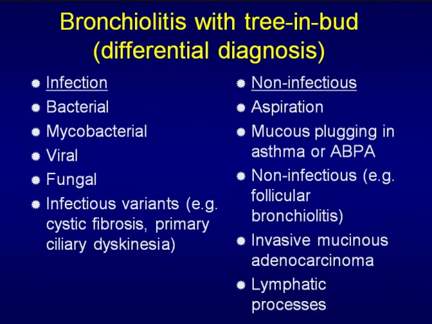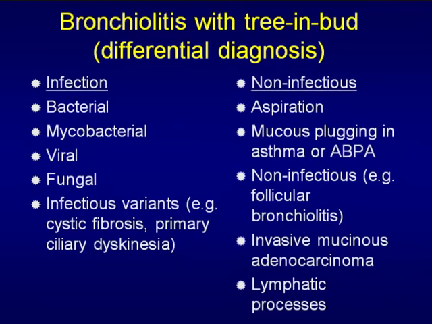Or things like the one big non-infectious cause of tree and bud that we have seen is follicular bronchiolitis, and what leads us to the diagnosis is going to be the history of connective tissue disease or immune suppression, and often it's very, very symmetric, and the nodules are all very small, which would be a little bit unusual for garden variety bacterial pneumonia to do, which would be more patchy and more heterogeneous in size.